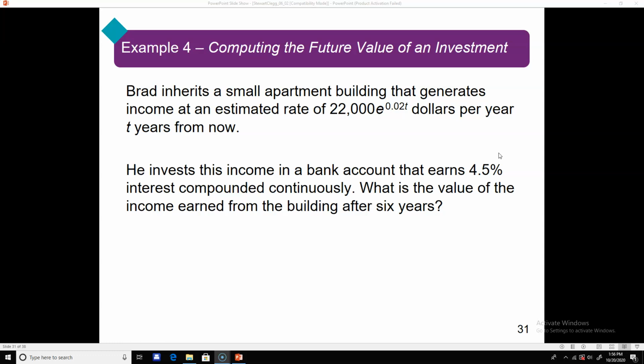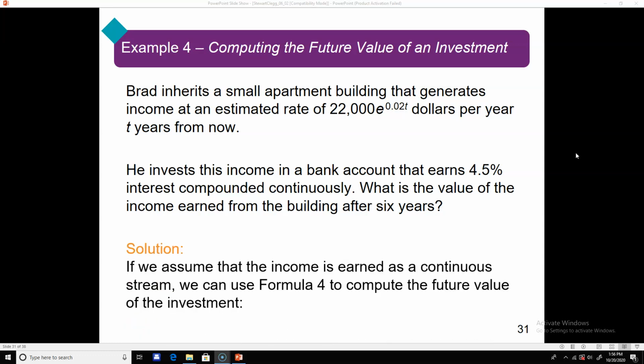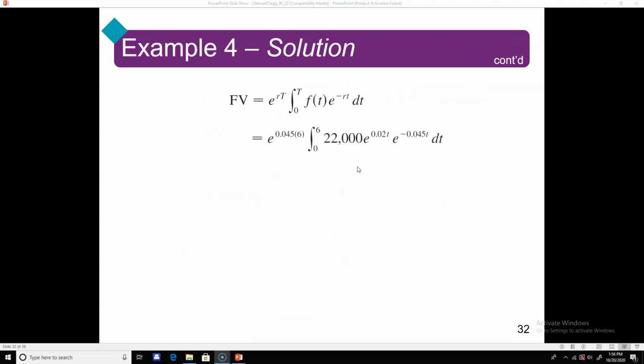So we can pretty much see how we're going to set up our problem if we can figure out what f of t is. f of t is the 22,000 times e to the 0.02 t. Lowercase r is 0.045, and capital T is 6. Once you know those three things, you just plug them into the future value formula and you are all set. So we plug those things in. 0.045 replaces lowercase r, 6 replaces capital T, and the 22,000 times e to the 0.02 t replaces f of t. Again, the e is the common base, so you can just add the exponents. Inside the integral that's going to turn into e to the negative 0.025 t.